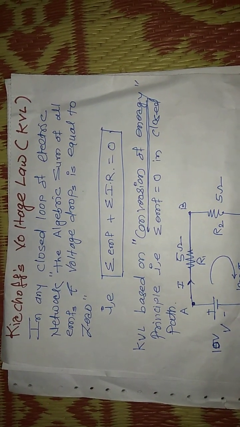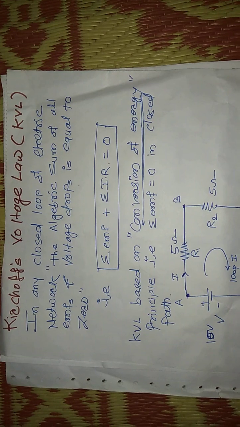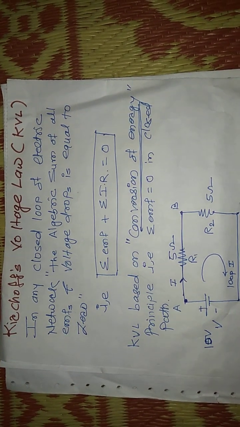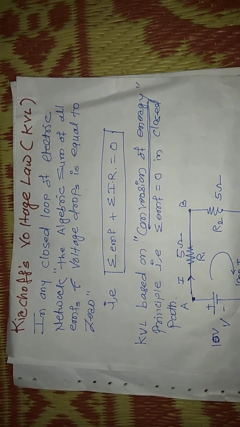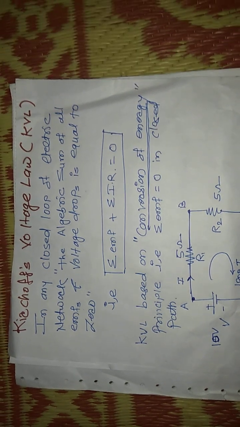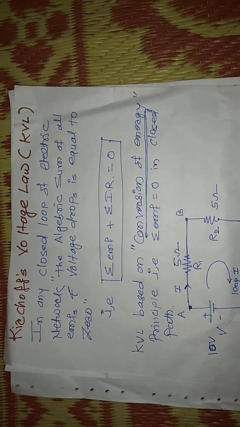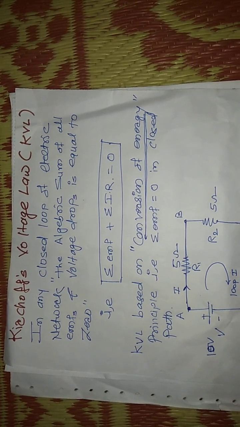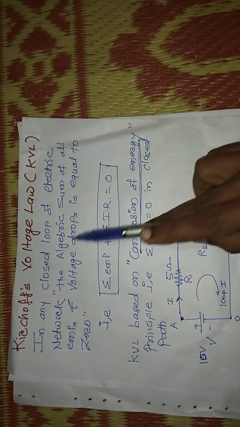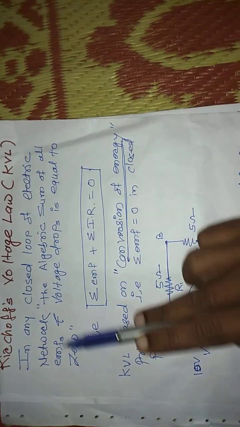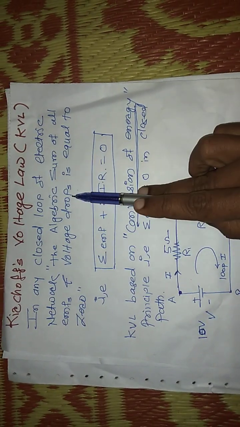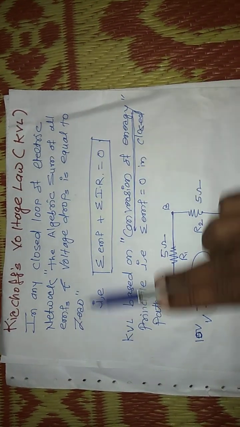Students, today we are going to see Kirchhoff's voltage law, that is KVL, also called Kirchhoff's second law. The statement of KVL is: in any closed loop of an electric network, the algebraic sum of EMF and the voltage drops is equal to 0.